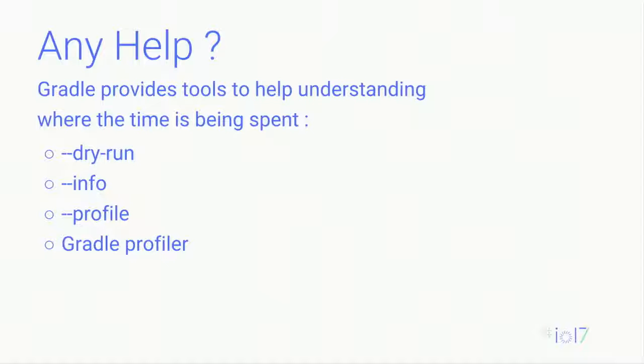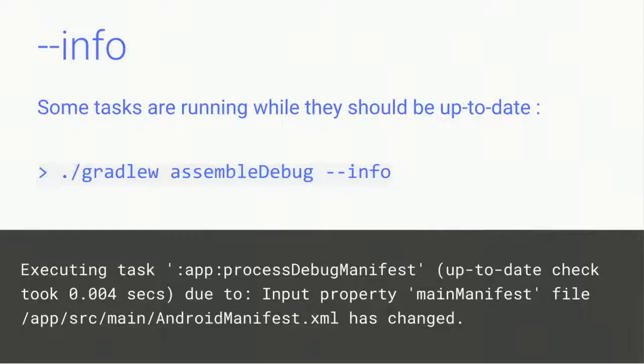Then you should do a --info. --info is very useful. It will tell you what tasks are running and why. Again, you change none of your source code, you rerun a build, some tasks are running and you don't know why. The --info will tell you exactly why this process manifest task is running. That's because the main manifest has changed. Then you have to do some detective work to figure out who changed it, because obviously you didn't change it yourself, but at least it gives you a hint.